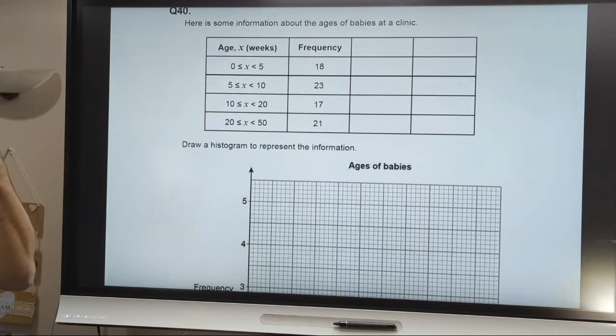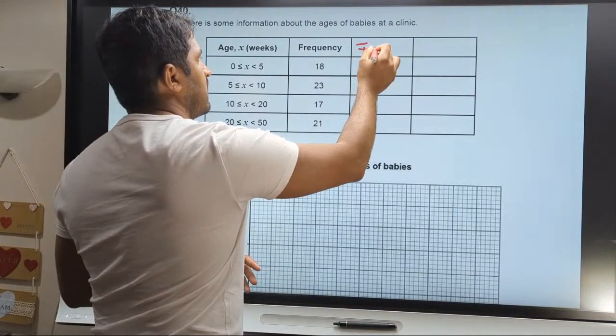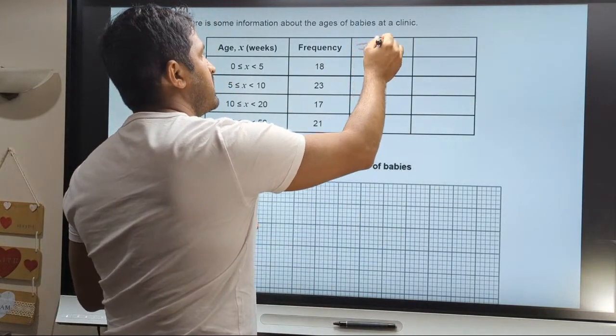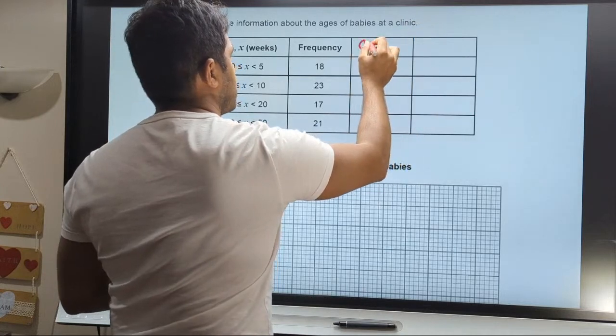Another question on statistics, and this is about histograms. Okay, so when doing histograms, you will need to know the frequency density. But to work out frequency density, we need to know the class width.